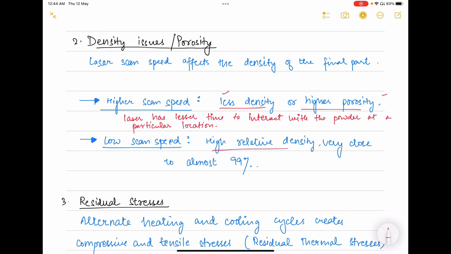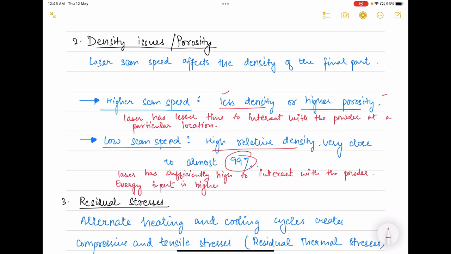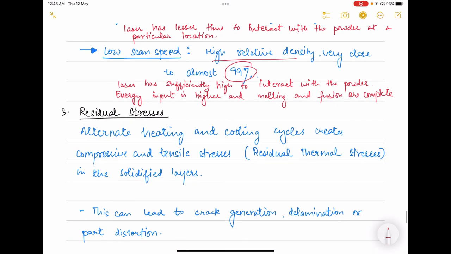Whereas at low scan speeds, we have high relative density that can be approximately close to 99%. At low scan speed, the laser has sufficiently high time to interact with the powder. As a result, the energy input is higher because of the longer dwell time, and melting is complete. It gets sufficient time to bond to the consecutive scan tracks and to the layers below as well.